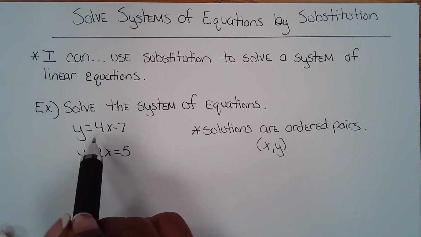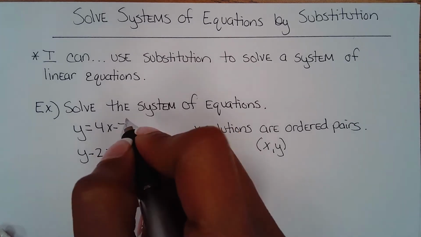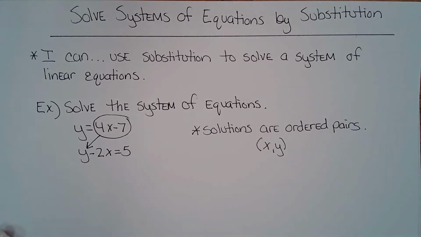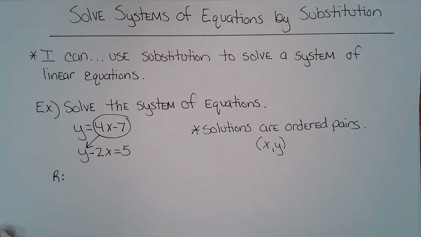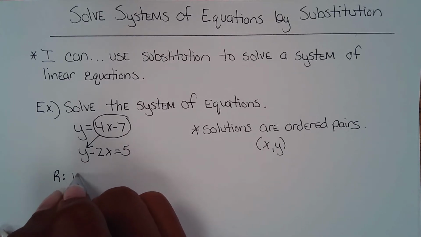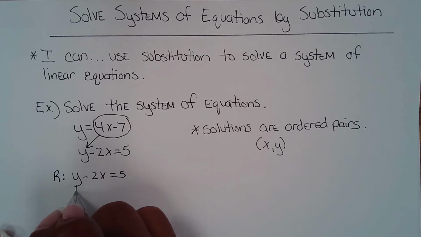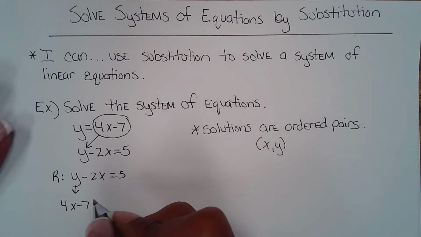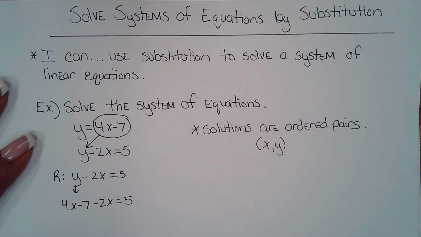All right, so my first equation is solved for y, which lets me know that y is equivalent to 4x minus 7. So in order to use the substitution method, I'm going to take the value 4x minus 7 and plug it into my second equation. When I rewrite this, R means rewrite. Remember that I'm using the second equation. So I'm going to replace the y with 4x minus 7, and then bring down the other information.